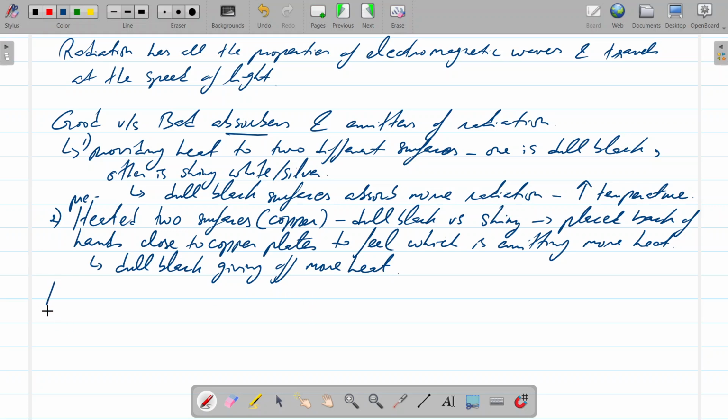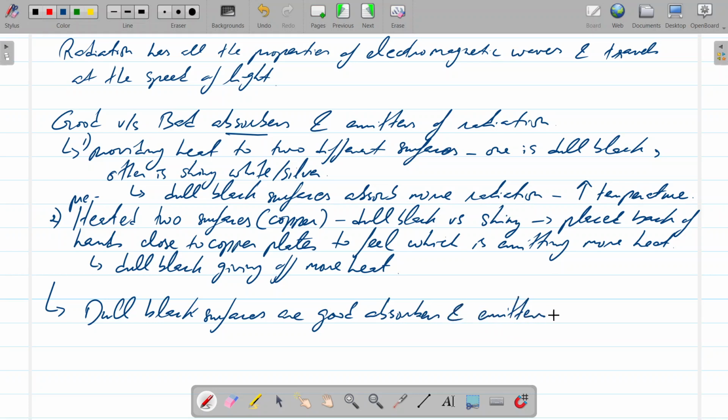So what can be concluded here is that dull black surfaces are good absorbers and emitters of radiation. Right, again, radiation, talking about thermal energy, heat. Whereas, right, the shiny surfaces are poor absorbers and emitters, and they actually are good reflectors.